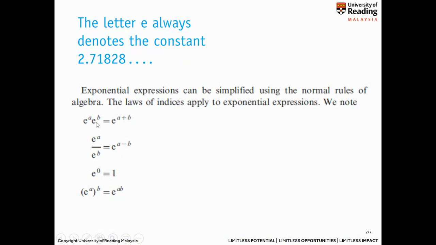So this is the first law. When you have two index numbers and you multiply, you just add the powers. When you divide, you subtract. The third indices rule is when you have e to the power a, in brackets, to another power b, you just multiply to get e to the power ab. And there is a special property as you learned in the previous video: anything to the power of 0 is 1. So e to the power 0 is 1.